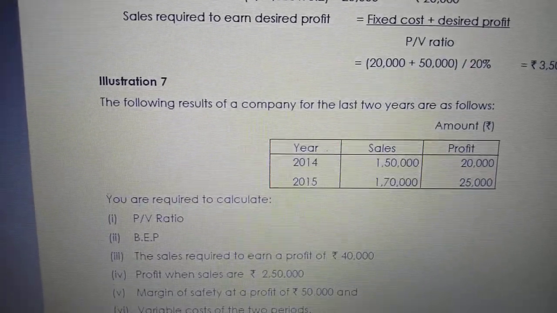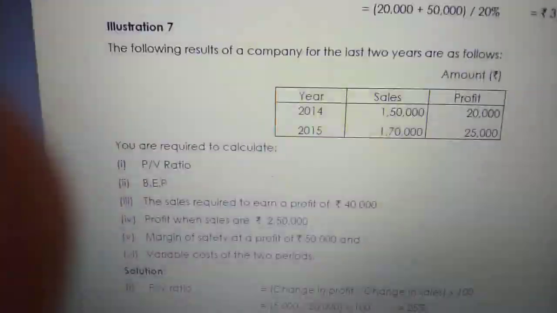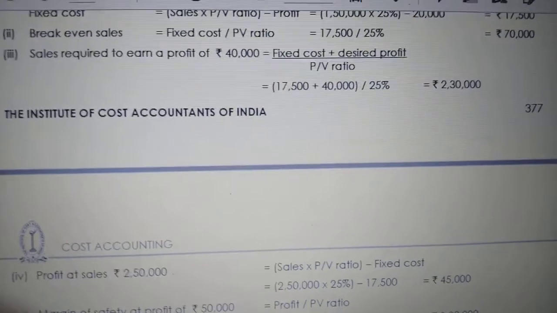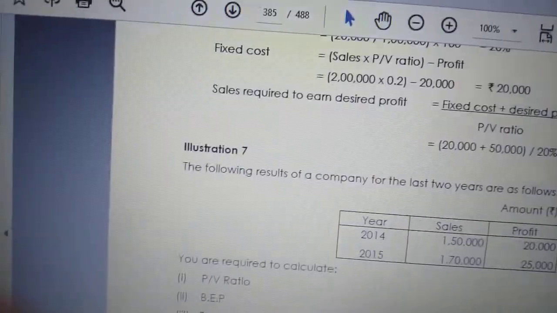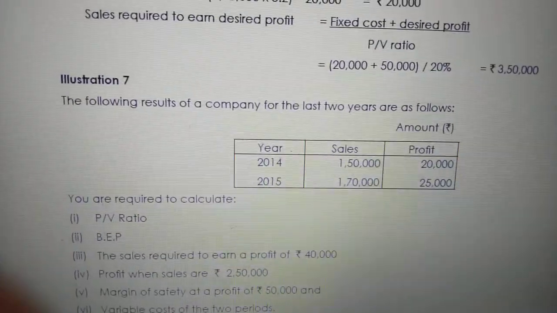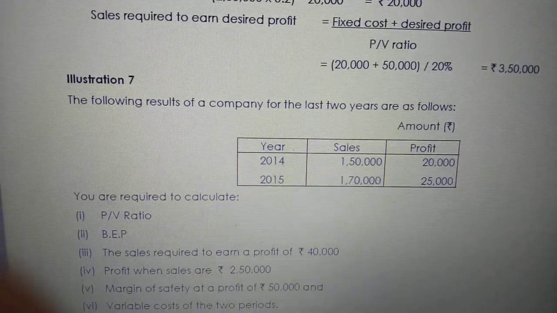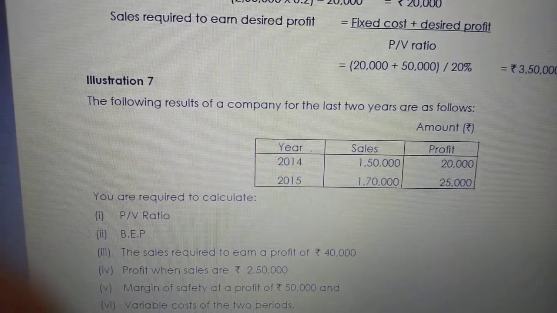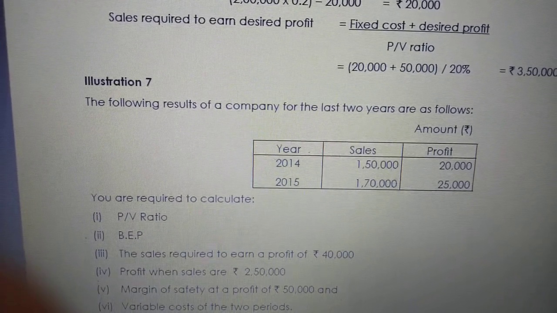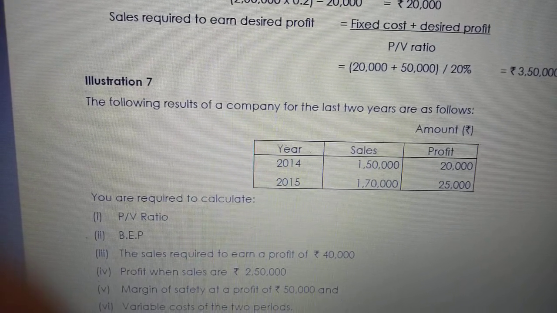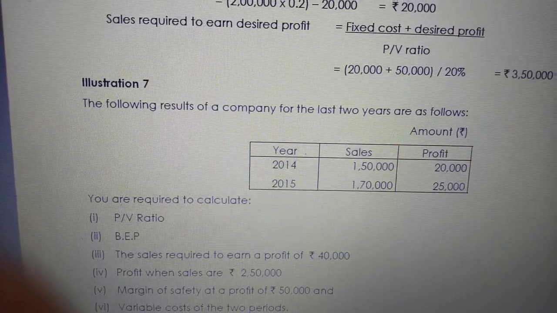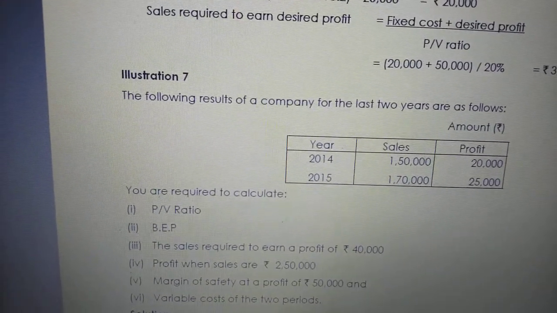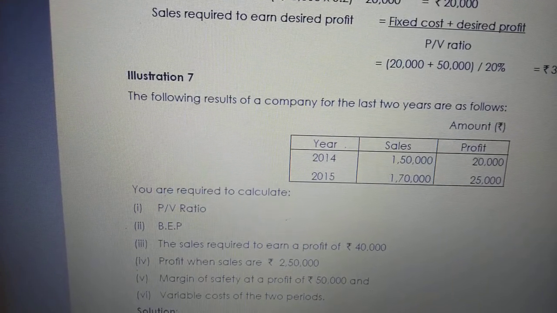So illustration 7, please refer to illustration 7 in your institute material, page number 377, October 2019 edition. Okay, so sales year 2014, sales 1,50,000, profit 20,000. Year 2015, sales 1,70,000, profit 25,000. That is the question, and you are required to calculate PV ratio, BEP, break-even point.